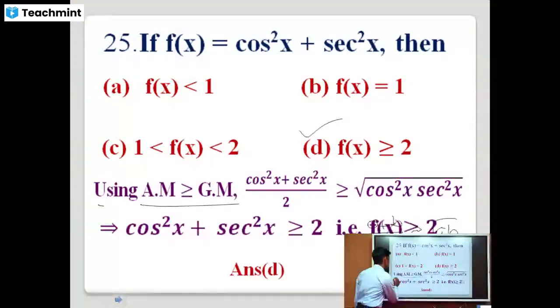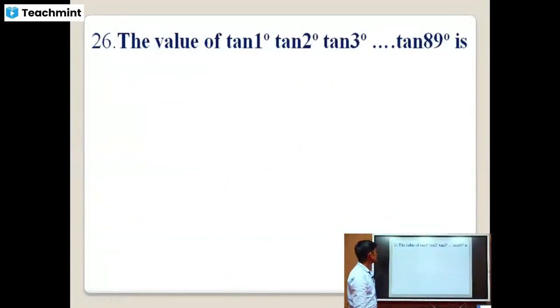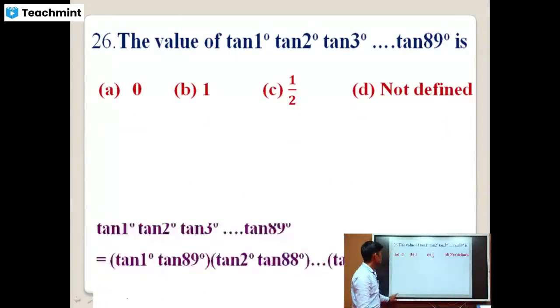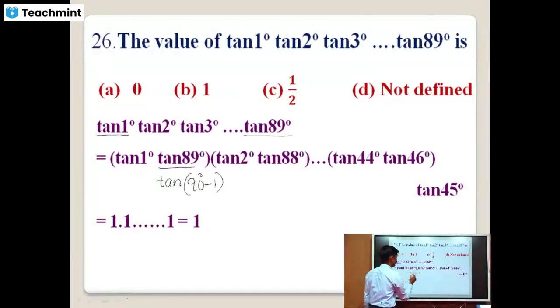So here we are making use of the concept from sequence and series. Next, 26th question. The value of tan 1 degree, tan 2 degree, tan 3 degree up to tan 89 degree is equal to. These are the options. Here you know that tan 1 degree into tan 89 degree, the first term and last term, we shall merge together. That tan 89 degree can be written as tan of 90 minus 1 degree. Tan of 90 degree minus 1 is cot 1 degree.